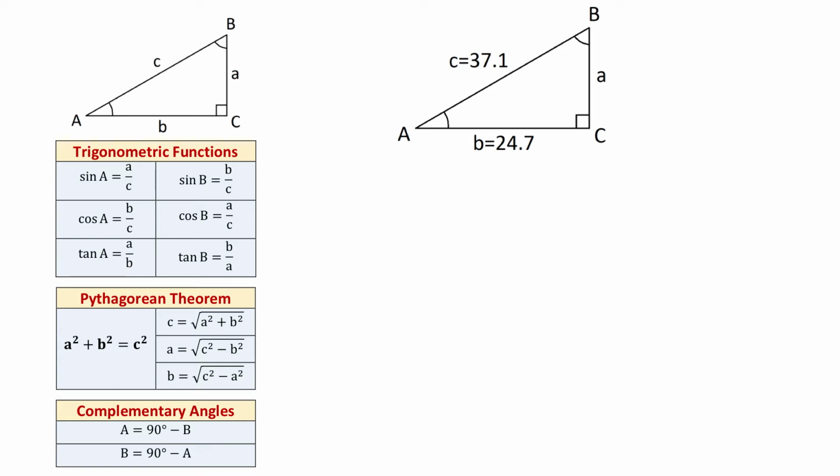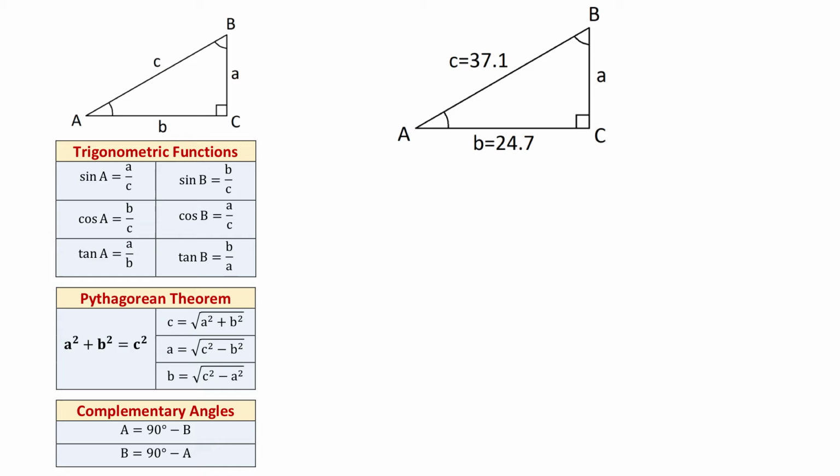Notice that when we find the longest side, which is the hypotenuse, inside the square root we add. But when we find one of the shorter sides, then inside the square root we start with the hypotenuse squared, then we subtract the other side squared. And now below we have two more formulas. One is for angle A and the other one is for angle B.